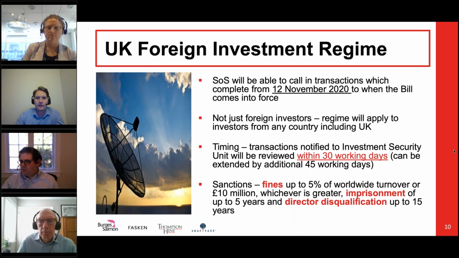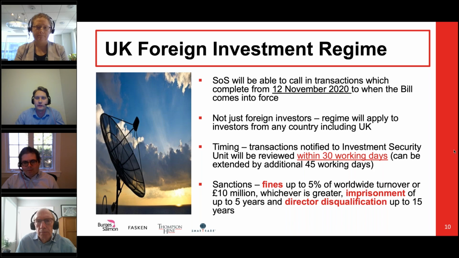And then in terms of timing of the review process, notifications will need to be submitted to a dedicated government unit called the Investment Security Unit. And the intention is for the Investment Security Unit to screen transactions, and the timing for doing that will be 30 working days, but that can be extended by an additional 45 working days.